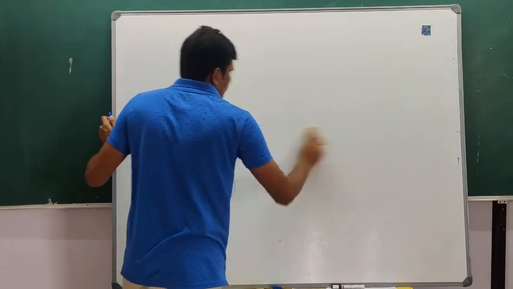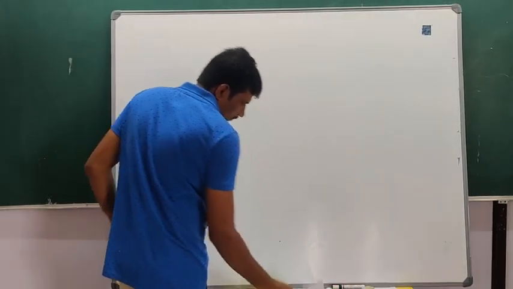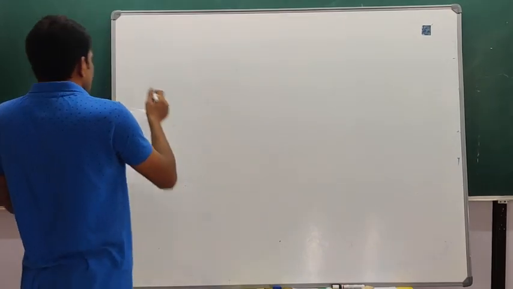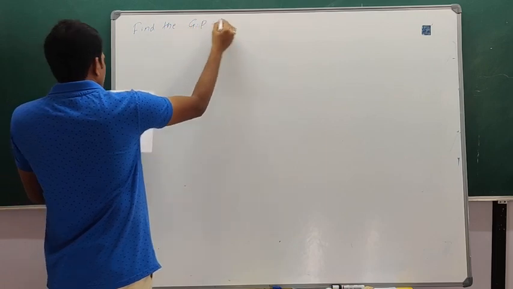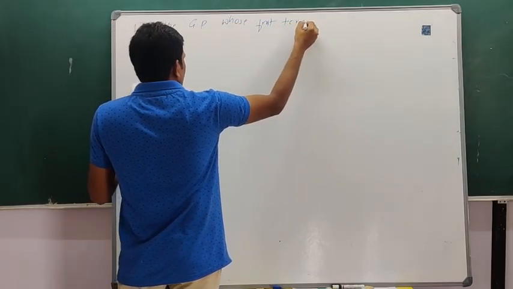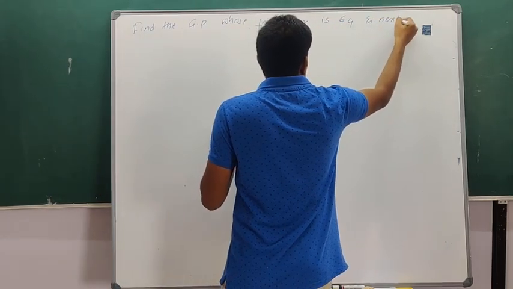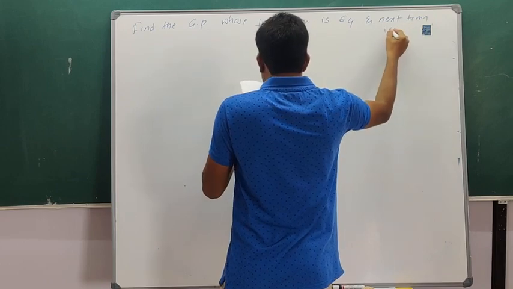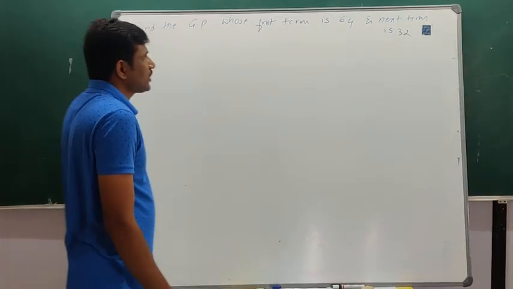So this is how we can find any term in the given sequence. This is a problem in your first exercise in the textbook. Right? So next, find the GP whose first term is 64 and next term is 32.